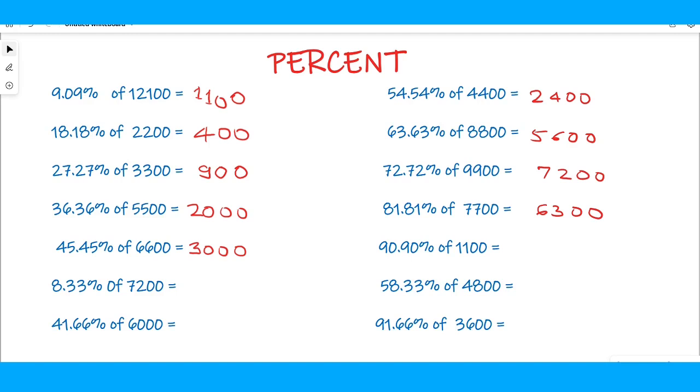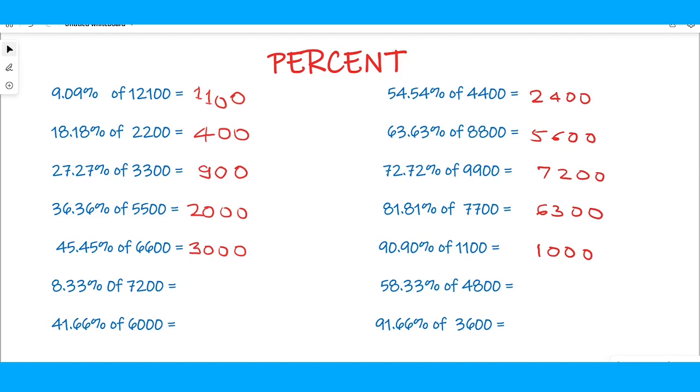90.90% of 1100. 90.90% is 10 upon 11, and 1100 divided by 11 is 100, and 10 times of 100 is 1000. Hence 90.90% of 1100 is 1000.